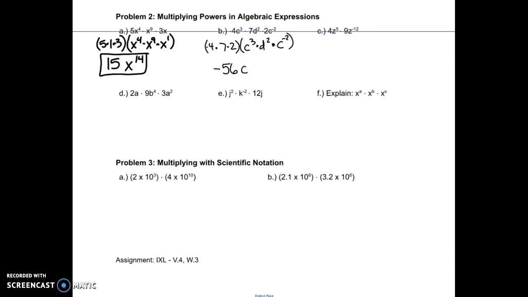I can only add exponents if they have the same base. So I can't add the c and d together, but I can add the c's together. So 3 plus negative 2 is 1. There's an invisible 1, so I can write it with the 1 or without. And then d to the second.